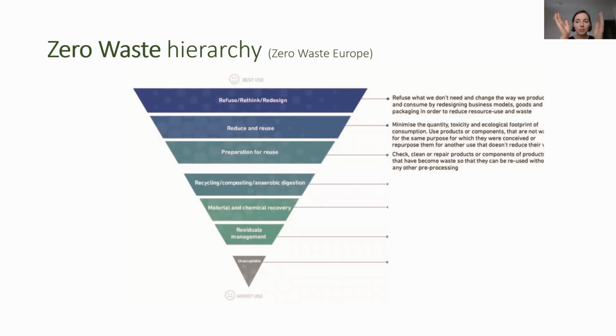We also have the shape of the triangle with the broadest on top, and on top it says refuse, rethink, redesign. So refuse what we don't need and change the way we produce and consume by redesigning business models, goods and packaging in order to reduce resource use and waste. So here it addresses clearly the design aspect of it. So already before you produce something, you should keep in mind what happens with it at the end of life.